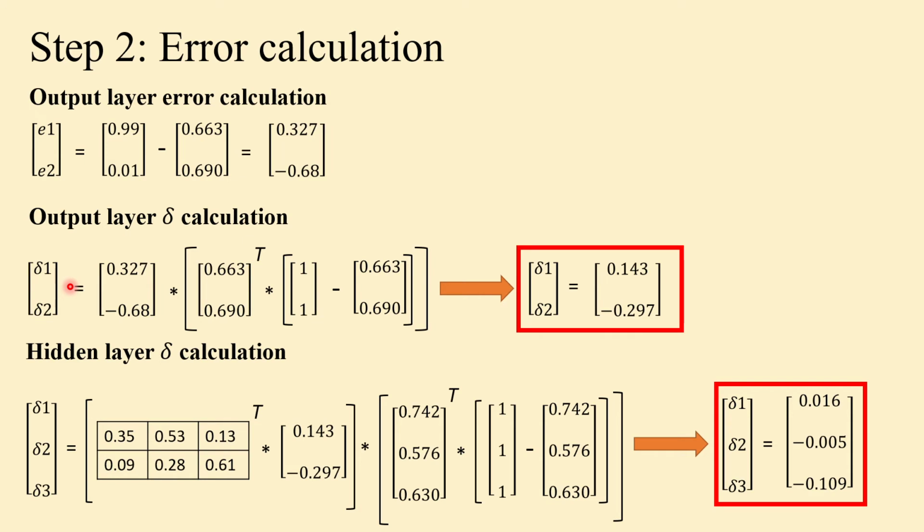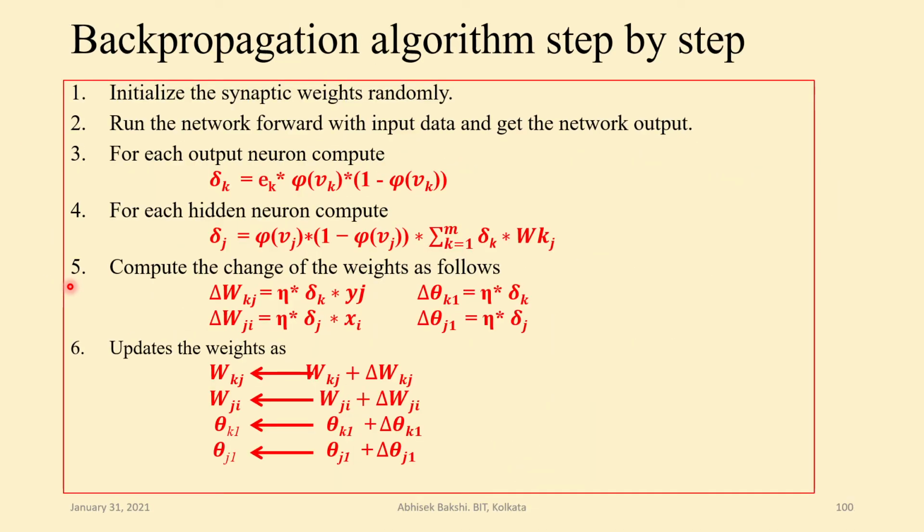As soon as your output layer delta calculation is done, now you can compute the hidden layer delta calculation that we have seen. In the case of the hidden layer, it was phi of vj into 1 minus phi of vj into summation over delta k into wkj. This part we can use a matrix directly, because I have this delta as a vector. You can easily multiply this vector with this matrix if you are able to match the dimensions properly.